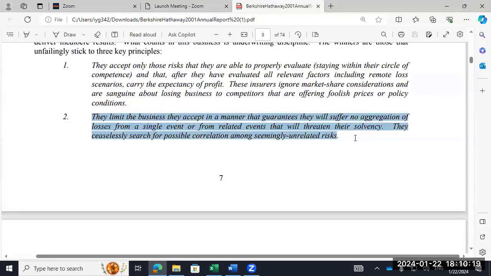And then the aggregation, this last sentence that I love so much: ceaselessly search for possible correlation among seemingly unrelated events. I would put in your answers things that are seemingly unrelated that become related. This is real important to our risk management class too, in the tail, in those extreme cases. So I would try to bring that into your answer because I do think that's really, really critical.